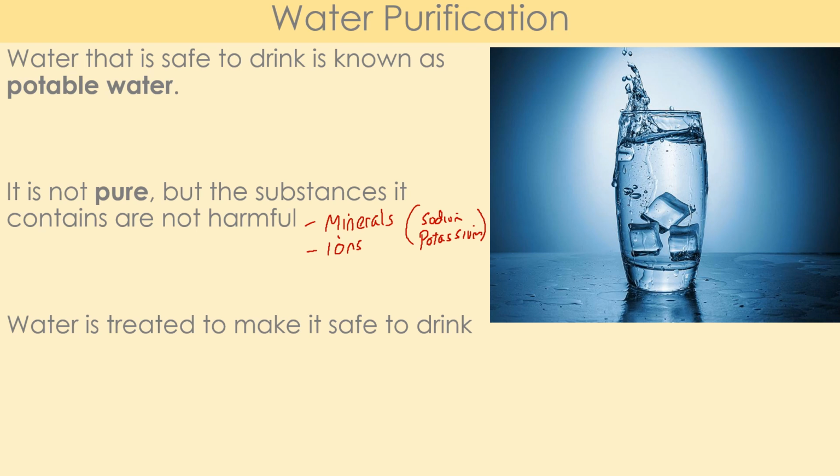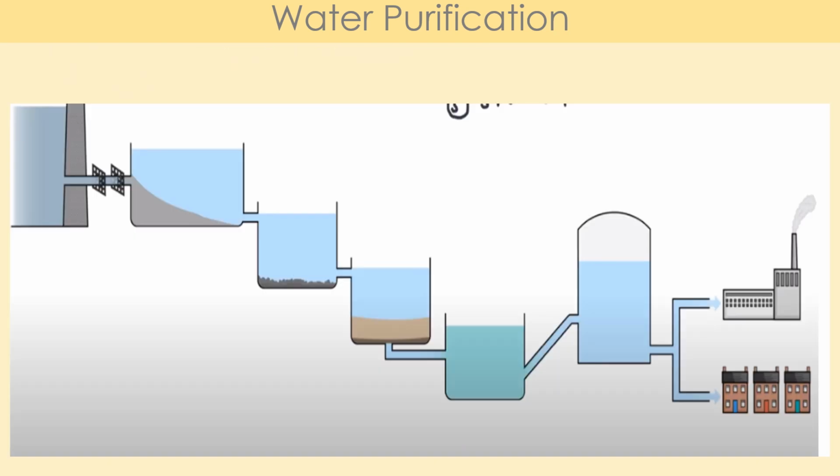Now, we have to treat water to make it safe to drink. So obviously we can get water from the rain, rivers, the sea, but that water is not safe to drink. It is not potable. So we need to treat it to make it safe to drink. So that's what we're going to have a look at in this video.